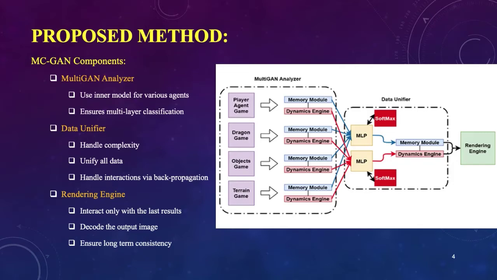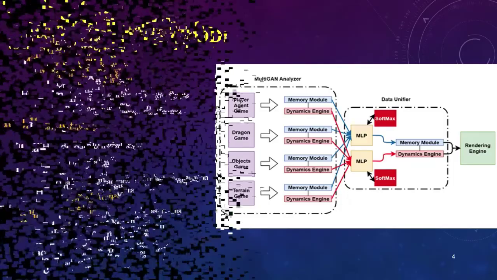It is also worth mentioning that all interactions between various agents are done via backpropagation through this module. Finally, we have the rendering engine. Exactly like GameGAN, it is responsible for rendering simulated images using the last base of dynamic engine and memory module generated in the data unifier and decoding the output image at each time instance.